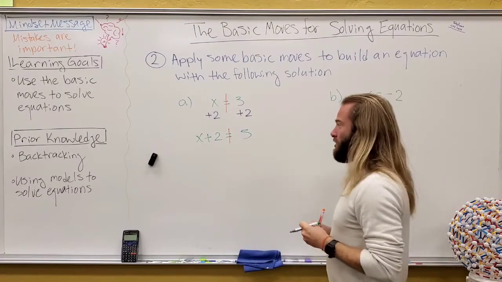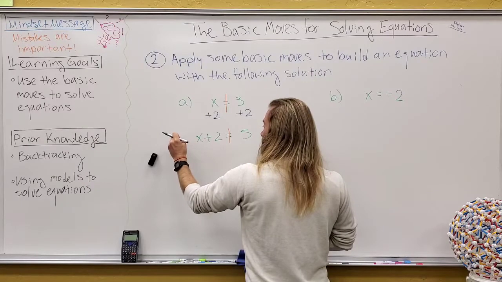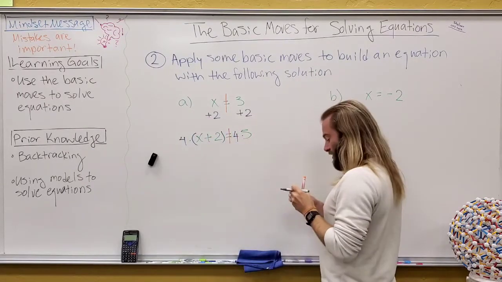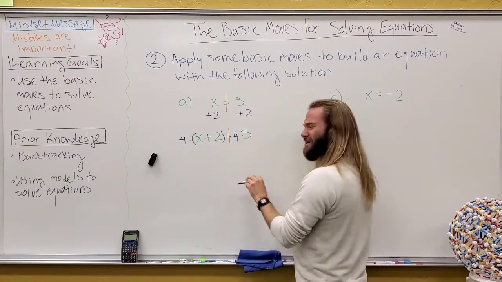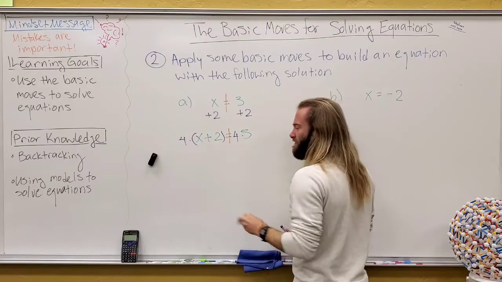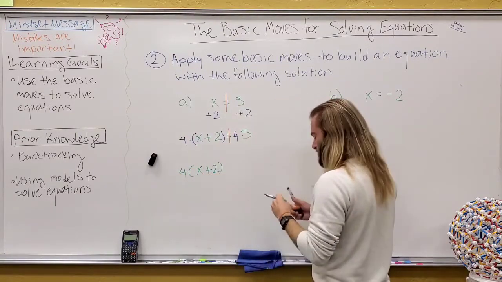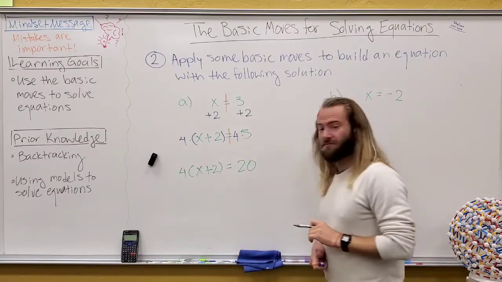Let's do something else to both sides. Why don't we multiply both sides by 4? I'll multiply that by 4, and I'll multiply that by 4. And that's going to end up with, technically we could just leave this. You could distribute it if you want, but let's say we just leave it. 4 times parentheses x plus 2 equals 4 times 5 is 20.